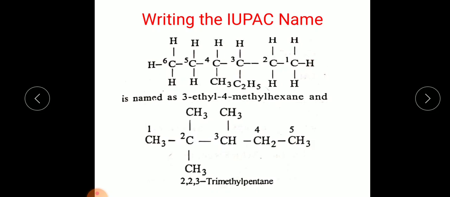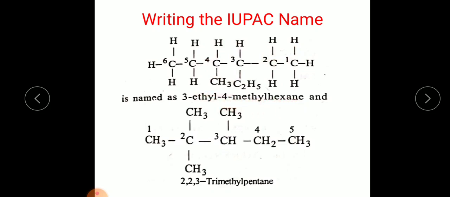Say for example, if you count from here, 1 2 3 4 5 6. Fine. Now at 3 and 4 we have substituents which are written in the prefix. At 3 we have ethyl, at 4 we have methyl, so we write it as 3-ethyl, 4-methyl, and because of 6 carbon atoms, hexane, and ANE because all are single bonds. So the name for this will be 3-ethyl-4-methylhexane.